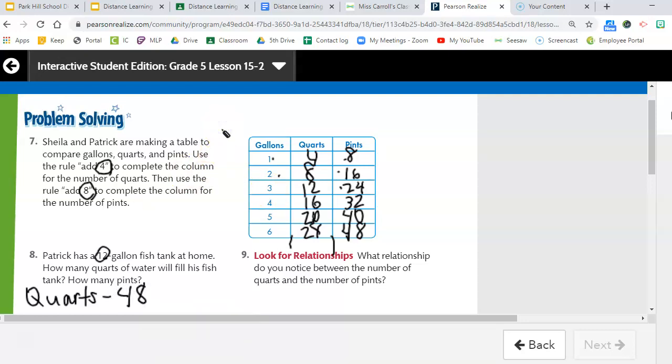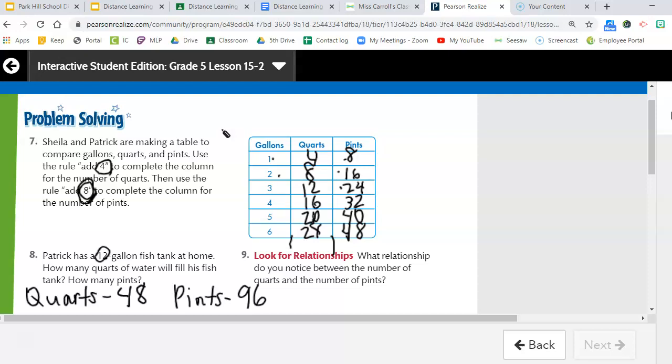Okay, so it would take 48 quarts to fill his fish tank. Now, pints, we do the same, but just with 8 instead, okay? And then there's 12 gallons, so I would do 12 times 8. 12 times 8 is 96, so that would be 96 pints, okay?